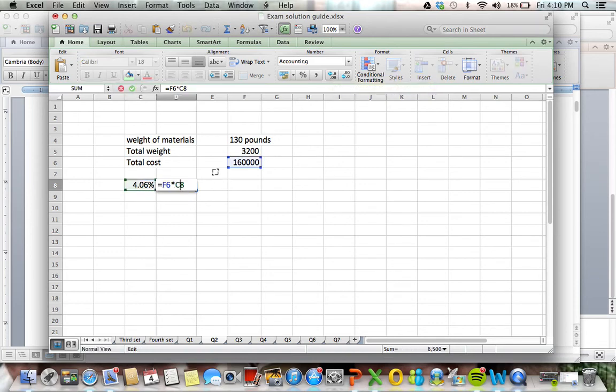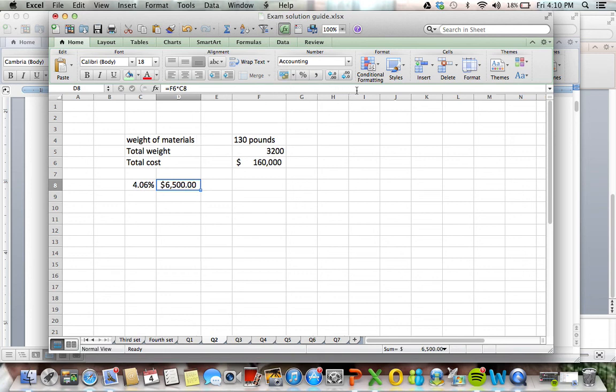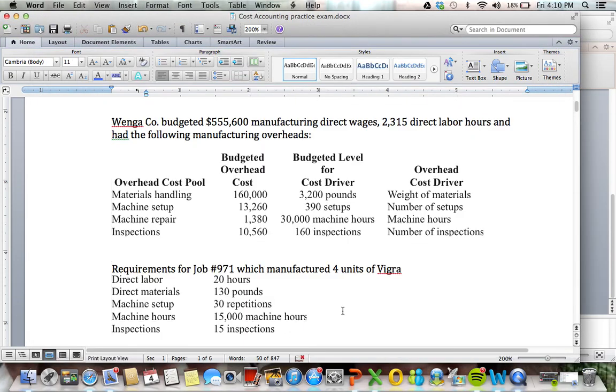So I multiplied: total budget was $160,000 for this materials handling. We utilized about 4.06% of that for this job, 4.06% of 160,000. I get $6,500 actually spent on this materials handling per ABC costing.